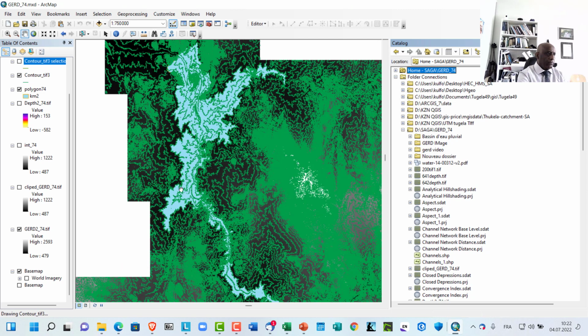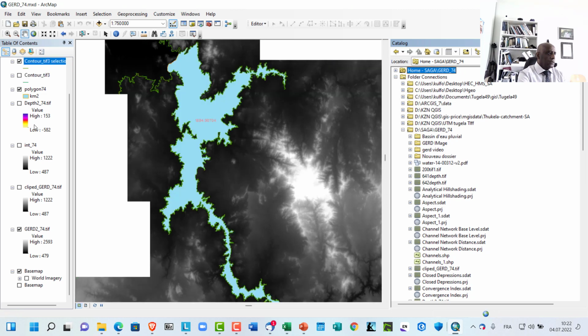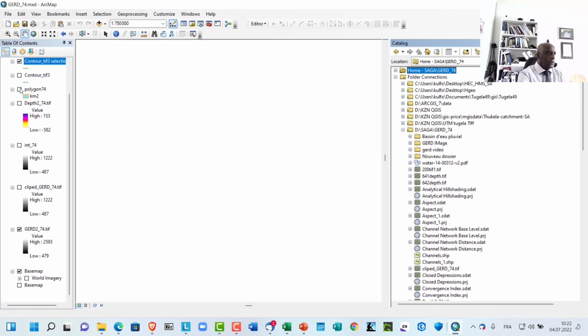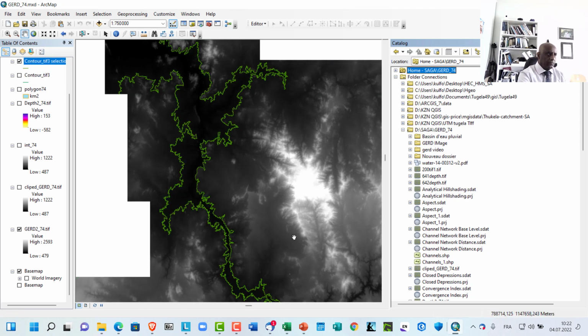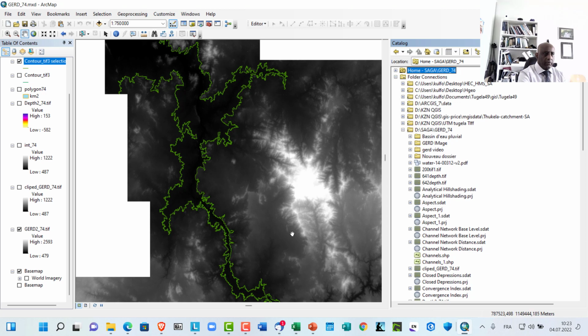For example, 640, I just picked this contour and formed another layer from that. Then that layer is this. This is a layer. You just pick that one and then form a polyline. A polyline, this is the dam. The dam side is this, exactly here.